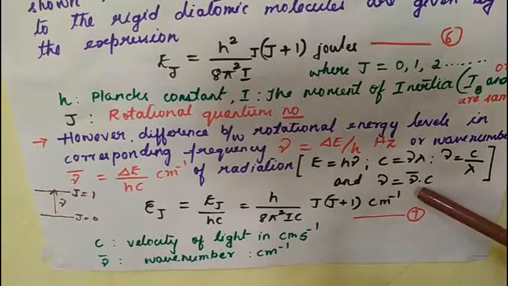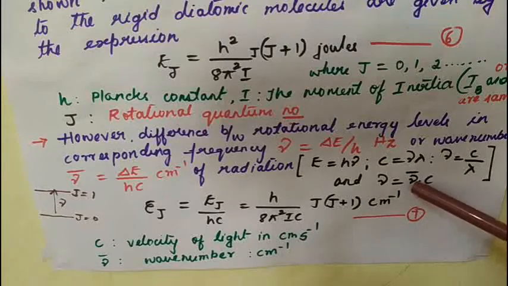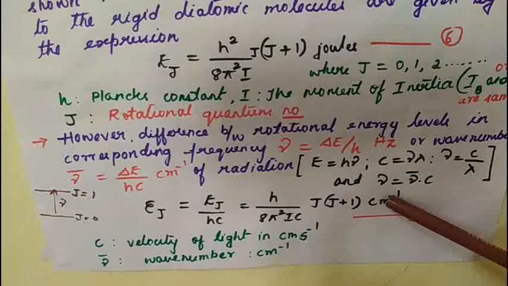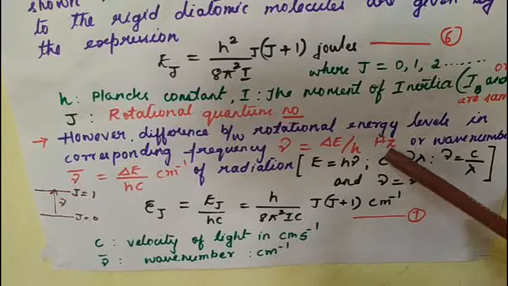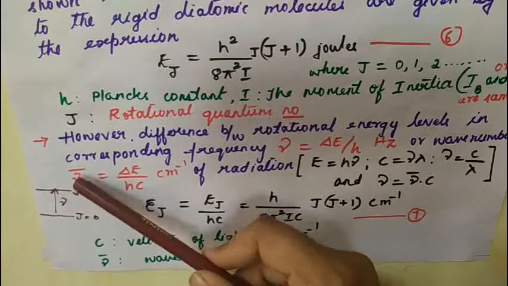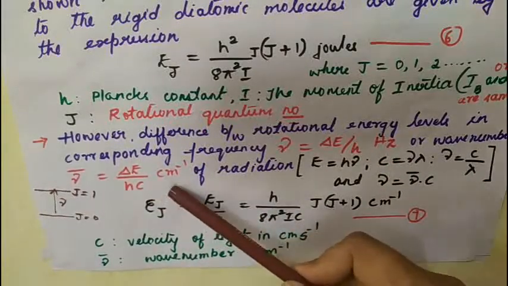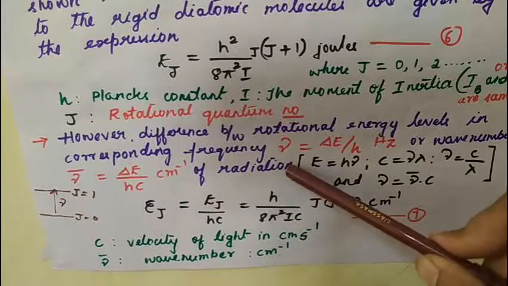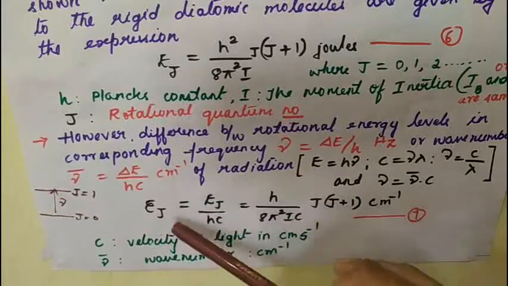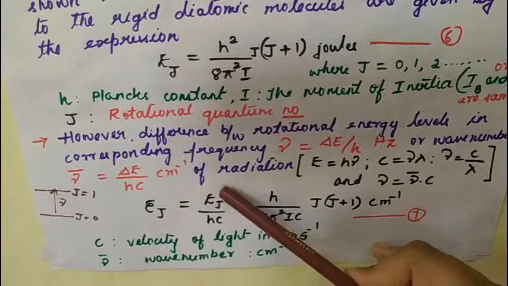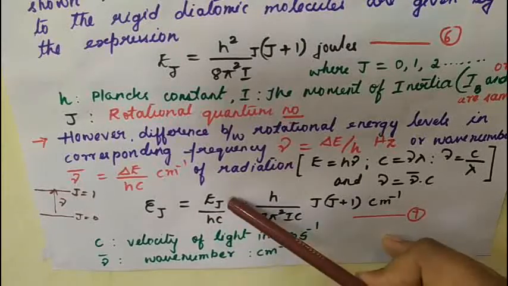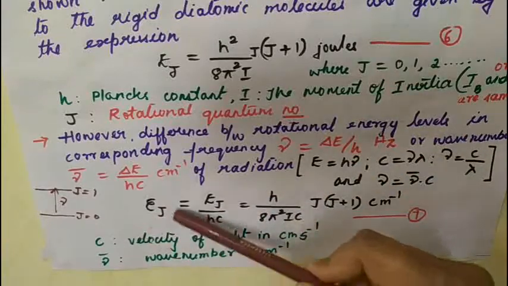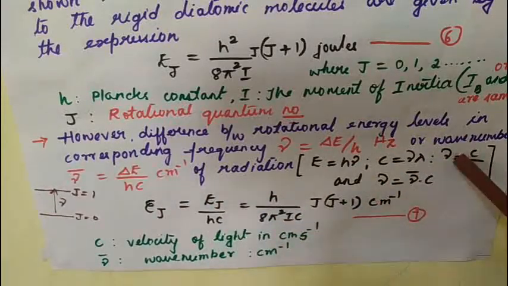Now I have to find out the wave number nu bar. So nu bar is equal to nu by C. In place of nu I can write the expression delta E by h hertz. Then we have the final expression nu bar is equal to delta E by hc per centimeter of radiation. And the wave number is now written as Ej, that is the energy level, divided by hc. Now epsilon subscript j is nothing but the wave number.